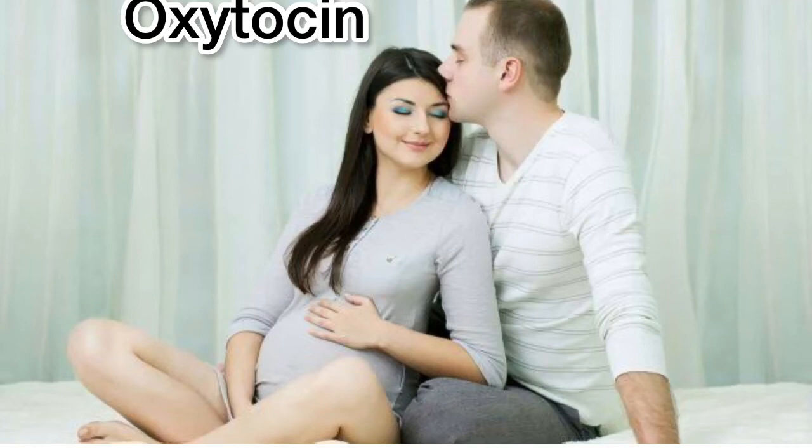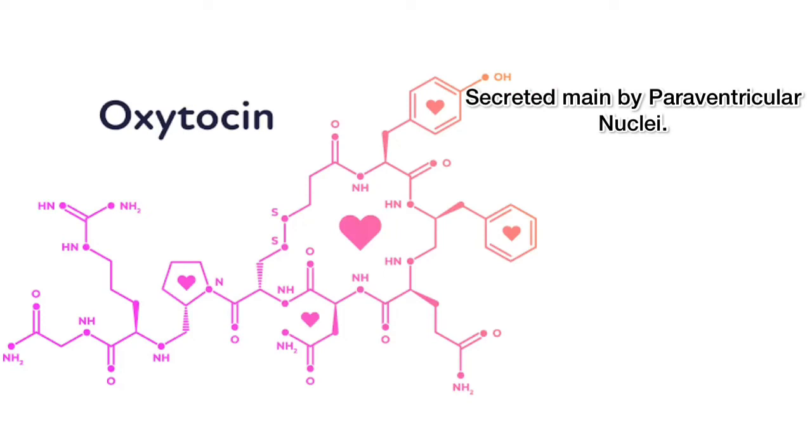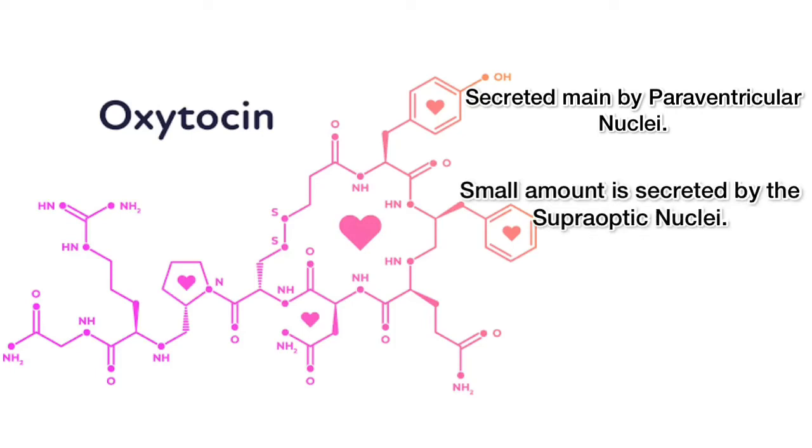Oxytocin is not only found in female, it is also found in male. It also has an effect on male. So let's look at oxytocin properly. Oxytocin is secreted mainly by the paraventricular nucleus, which is located in the hypothalamus, but a small quantity is also secreted by the supraoptic nucleus. Okay, so this is just the reverse of that of the antidiuretic hormone.